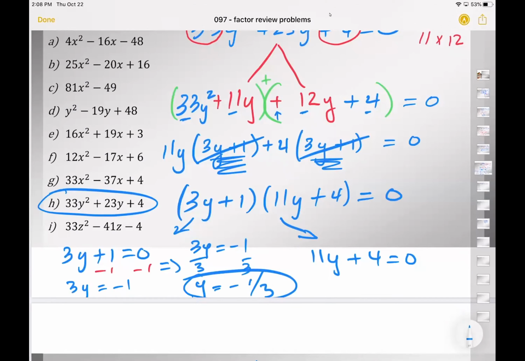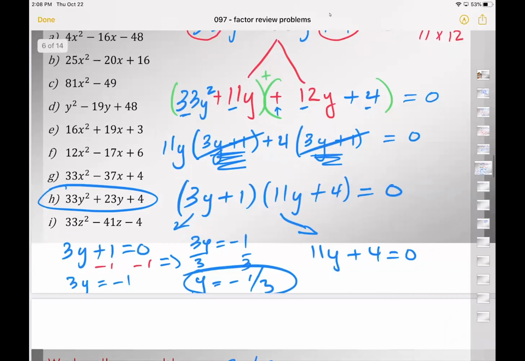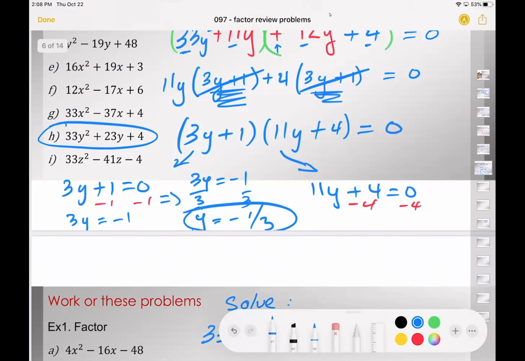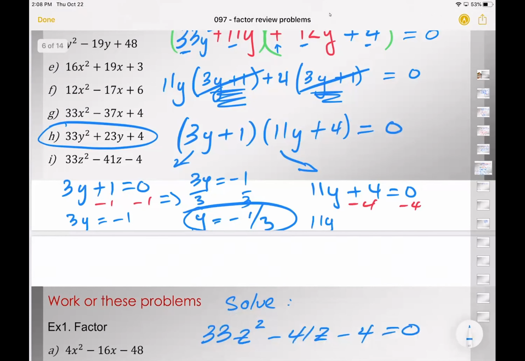And again, the other one, what do I need to do? Well, the other one, same idea. I need to subtract 4. If I subtract 4 to the other side, I have 11y equal to negative 4.